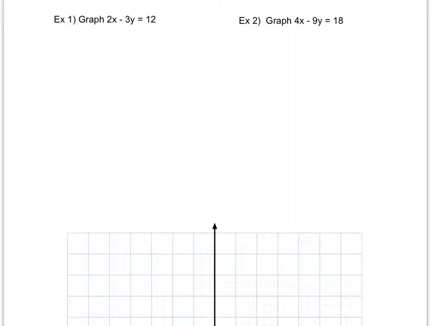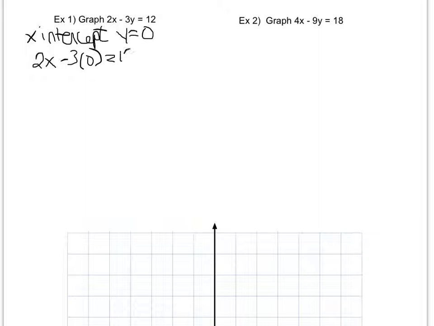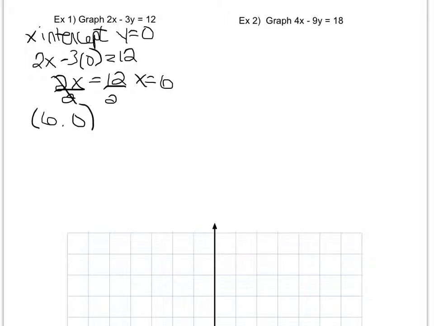Starting with equation 1, let's say I start with my x-intercept. I know that if I am on the x-axis, I go up or down 0, so y equals 0. So my equation becomes 2x minus 3 times 0 equals 12. So 2x equals 12, since 3 times 0 is nothing. Dividing by 2, I get x equals 6. So I have the point 6, 0. There's one of my 2 points that I need. Let's find the other one.